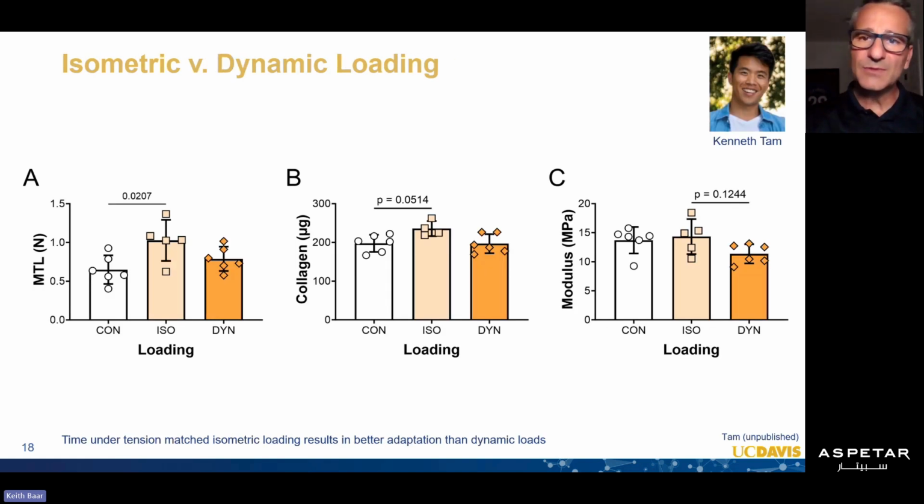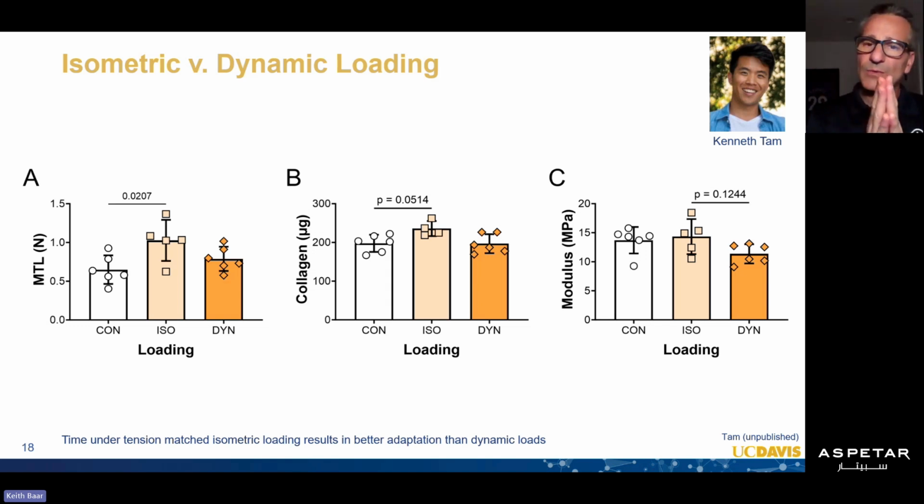Ken Tam is a current PhD student. He did a really cool experiment where he either did isometric loading for those 10 minutes or he did dynamic loading. Same exact time under tension, basically the same work. But what he found is that the strength of the tendon went up with the isometric loading, and the collagen content went up with the isometric, but not with the dynamic.